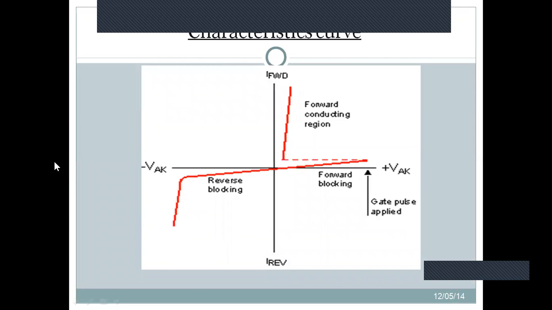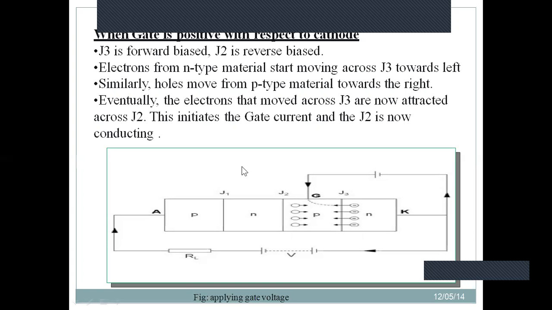Similarly, this SCR can also be operated in the reverse bias. What you should do? Just reverse the polarity of the battery. Connect the minus of the battery to the anode and the positive of the battery to the cathode. So what will happen in that case? Junction J1 and J3 are reverse bias and junction J2 is forward bias. So when junction J2 is forward bias, then no current will flow.